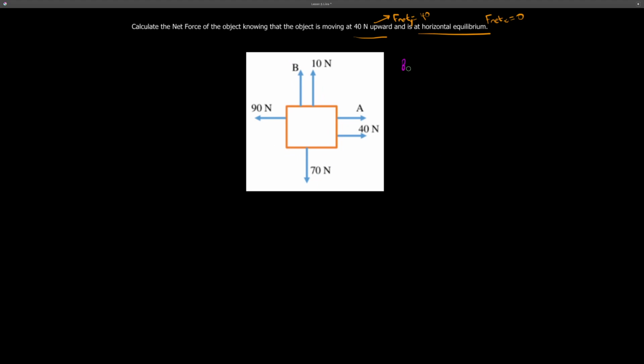So here B is going to be equal to the F net, so 40 is equal to B, so positive, right? Positive, negative, plus 10, and then minus 70. And then if we do the calculations here, plus 70 minus 10, B is going to be equal to 100 newtons. That'll be it for lesson 4.1, the first part.